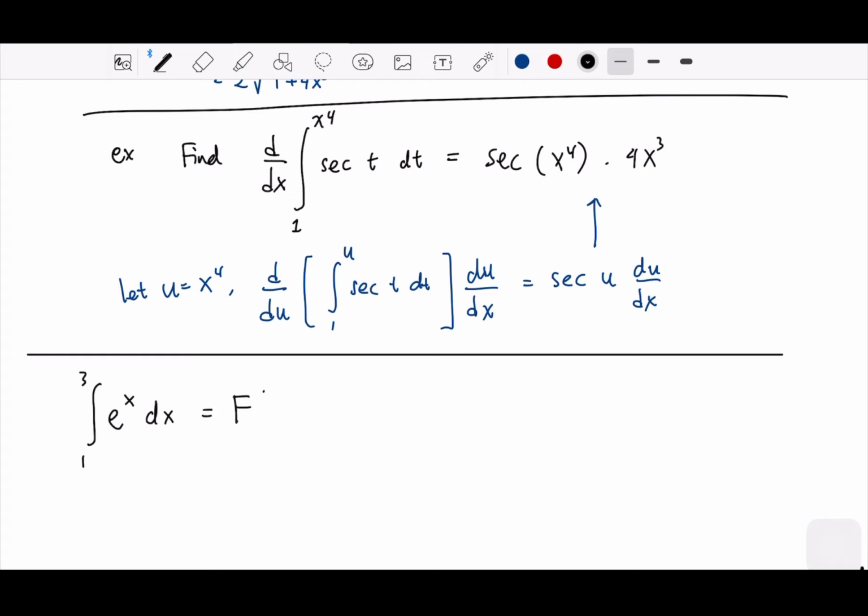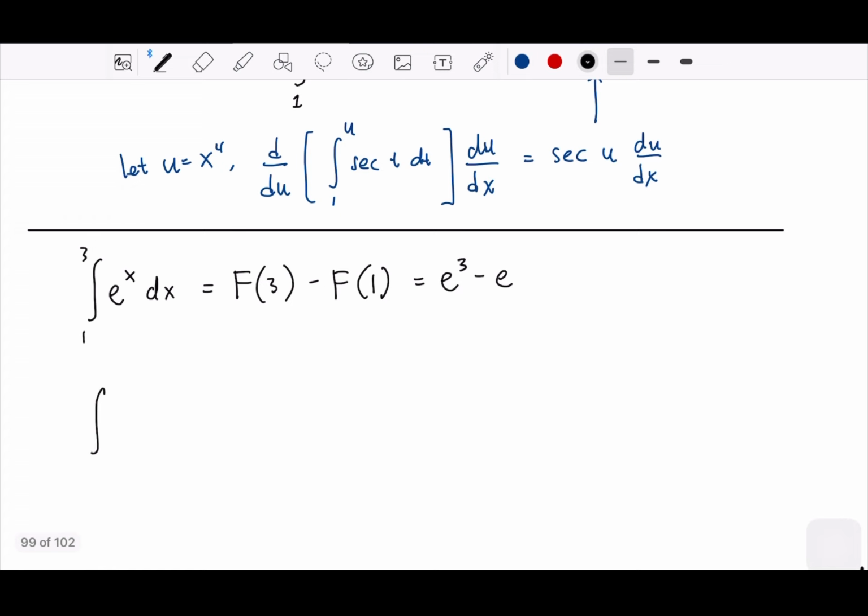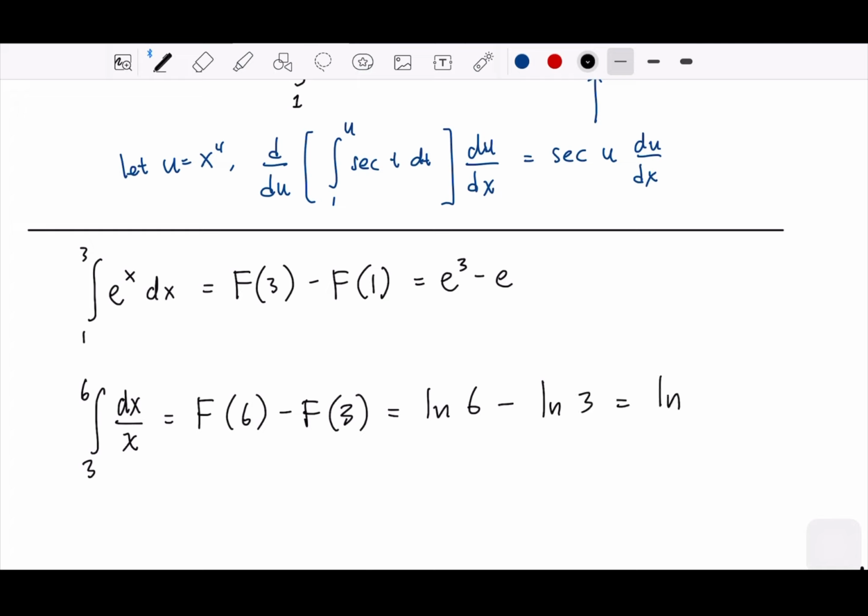This we can say F of 3 minus F of 1. Or let me just take another example, 3 to 6 dx over x. We could write the 1 over x as an antiderivative, if you remember. So we could write F of 6 minus F of 3, so ln 6 minus ln 3, or this will be ln 2. Okay, we will have a break.